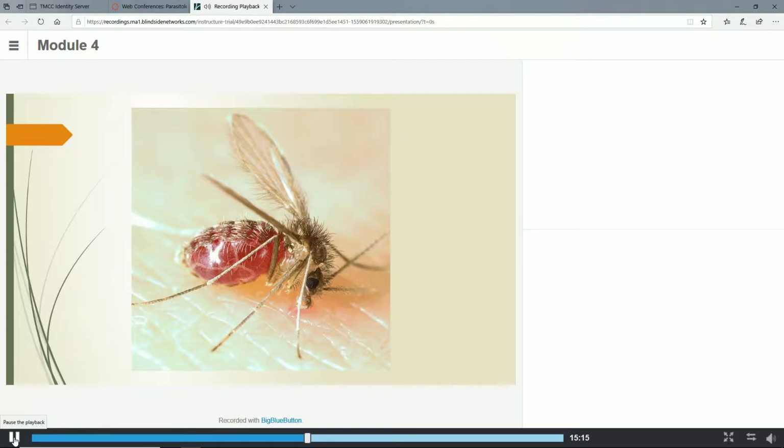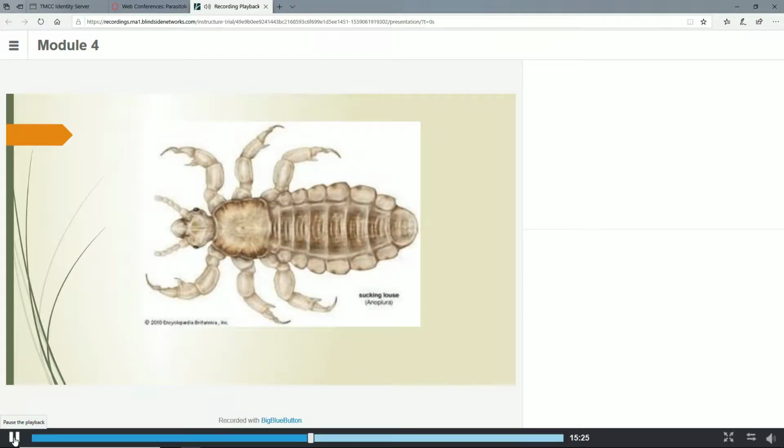This is a picture of a sandfly. You note that it has some hairy projections here, and you can see that it's taken a blood meal already. And then here's a picture of a louse.